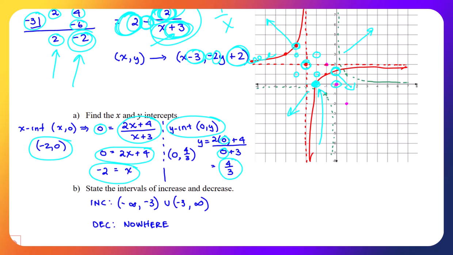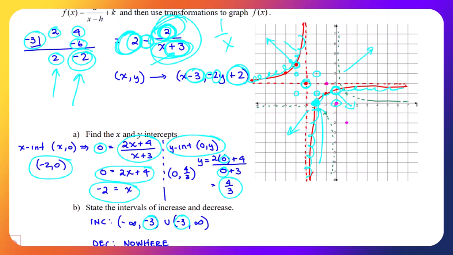Left to right, this graph is always going up, but at -3 it starts over again, so I don't include that. It is never decreasing because it's always going up from left to right. It's concave up here, the cave goes up. It's concave down here, the cave goes down. Or from left to right, I'm making a left turn as I stay on the graph, and over here, I'm making a right turn as I stay on the graph.